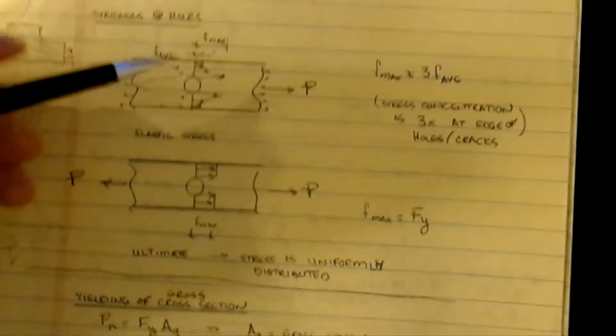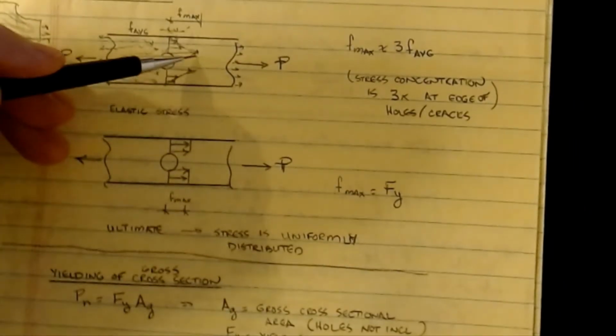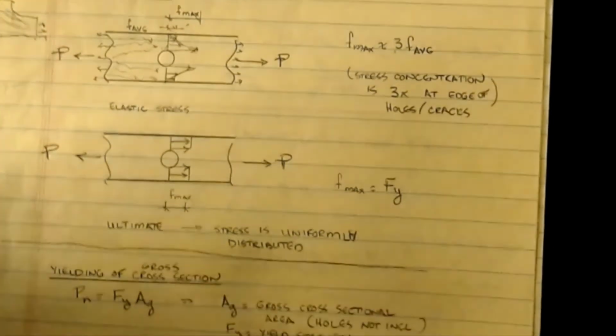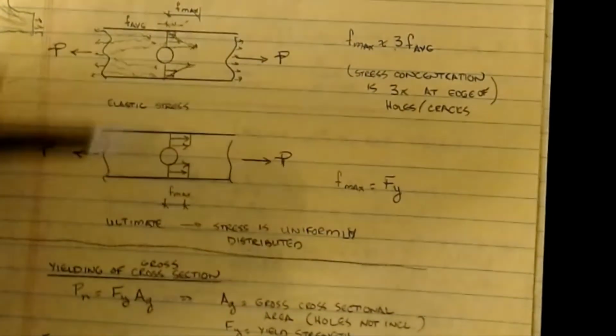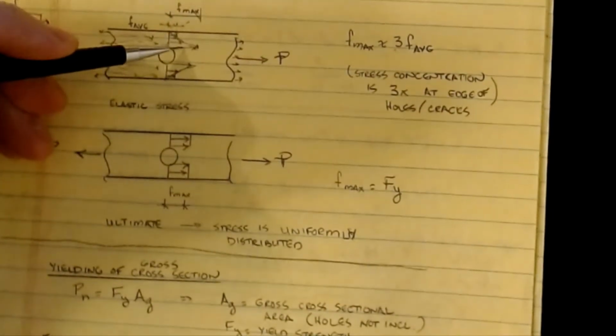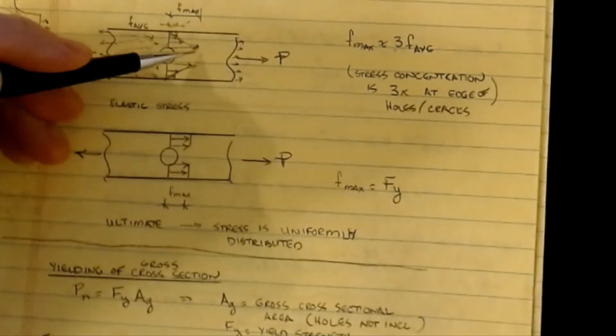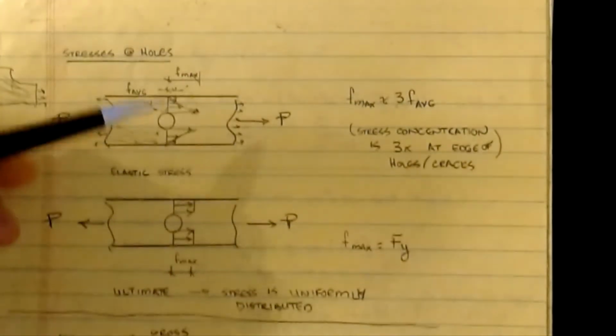Okay, and in fact, studies have shown that the stress at a round hole can be almost as much as 3 times the average stress. Meaning that the maximum can be up to 3 times as much as the average value. And if I'm limiting myself to this as my capacity, I'm going to have a very inefficient design section.